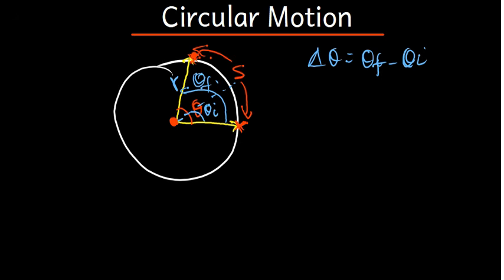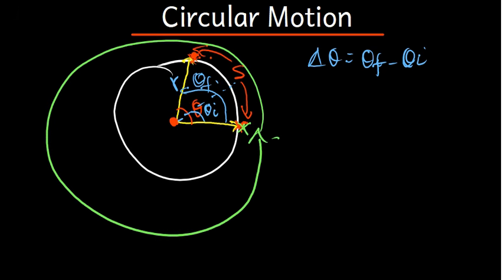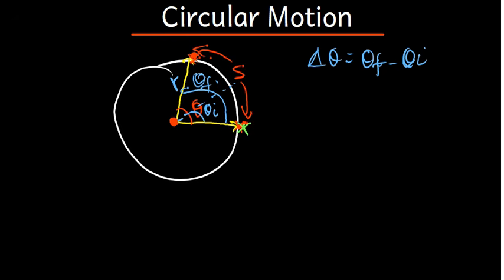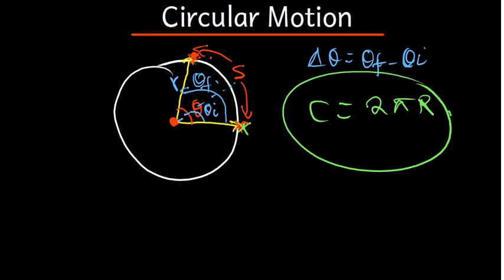Now, we also know that when this object moves from this point all the way back to its original point, that is the circumference of the circle. So what is the circumference of the circle? The circumference of the circle is basically 2 pi r. So we are going to use this. This is very, very important. We have to know this.